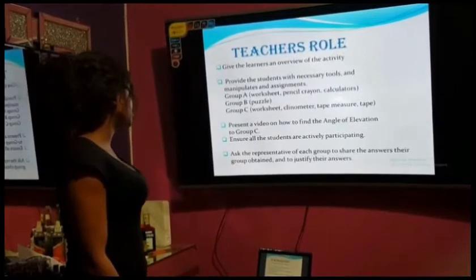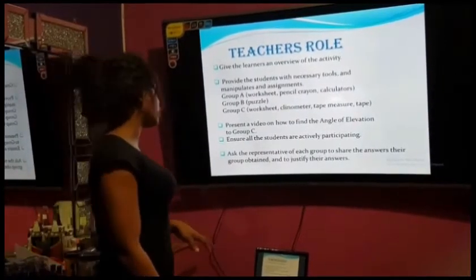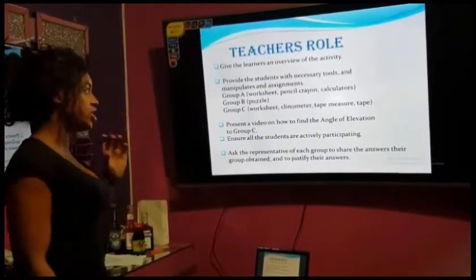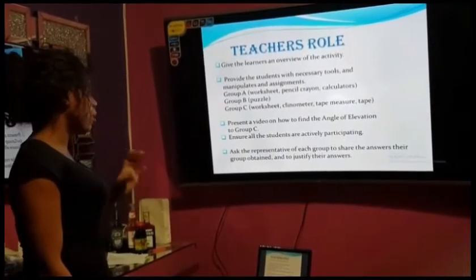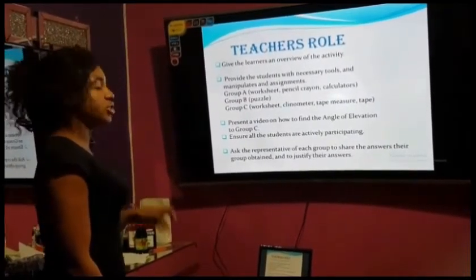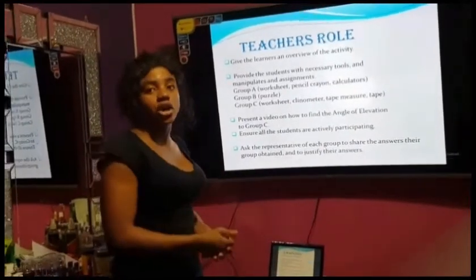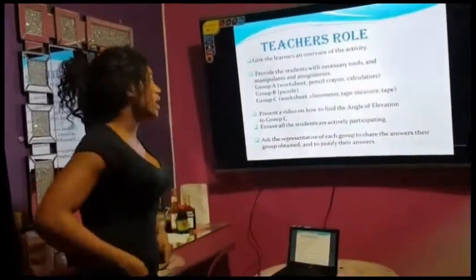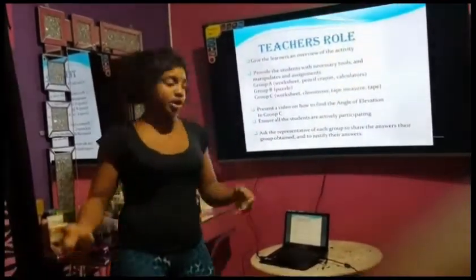The teacher's role is also to ask the representative of each group to share the answers their group obtained and justify their answers. As you can see, the teacher will be the facilitator, right? So the teacher will facilitate the students' learning.